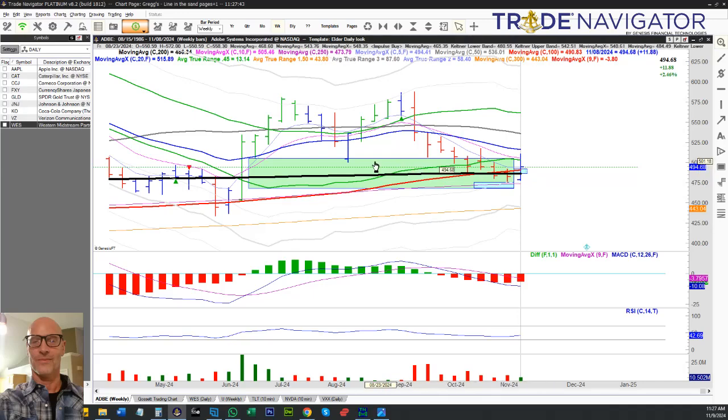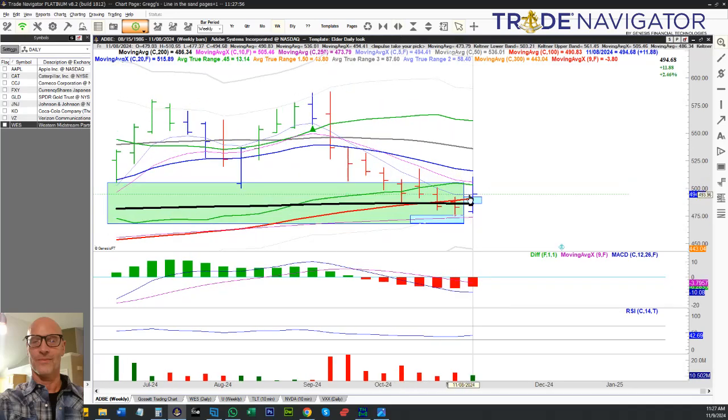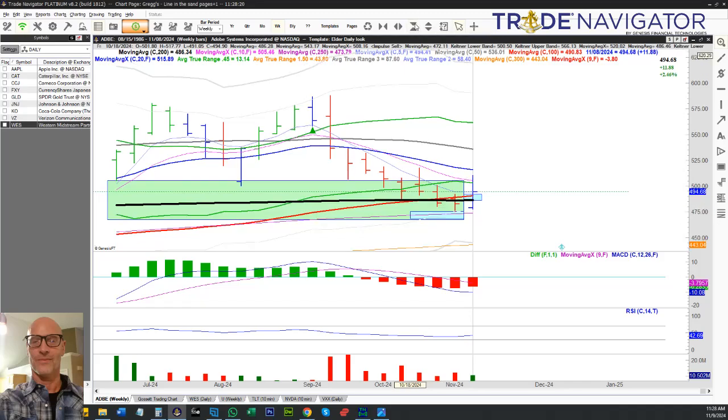Well, I've been talking for weeks about Adobe getting down to this green area here, but what I was really looking for was this blue area down here, and you can see we got very, very close. Why here? This purple line is the 250-week moving average. That's what I was looking for. Last week I said if it goes down and rejects the 250, I'll potentially get in there, or if it heads back up and has a close above the 200, I'll consider doing that as well. And that's what I did.